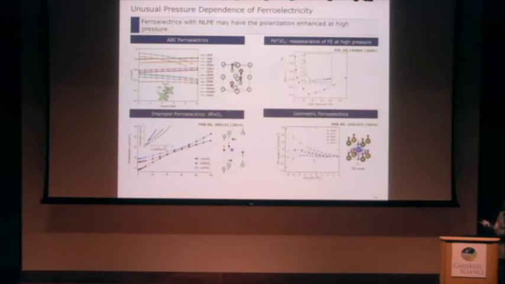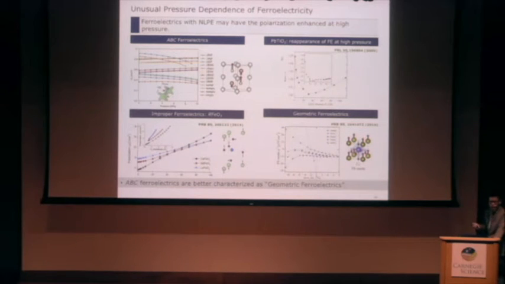However, ABC ferroelectrics are proper ferroelectrics characterized by a zone center mode. So in this paper, they also look at polar instability for some geometric ferroelectrics. Indeed, for some geometric ferroelectrics, what I calculate is the square of the TO mode frequency as a function of pressure. This is the high pressure region. As you can see, the polar instability indeed gets enhanced with increasing pressure. So within this picture, I think ABC ferroelectrics are probably better characterized as geometric ferroelectrics.